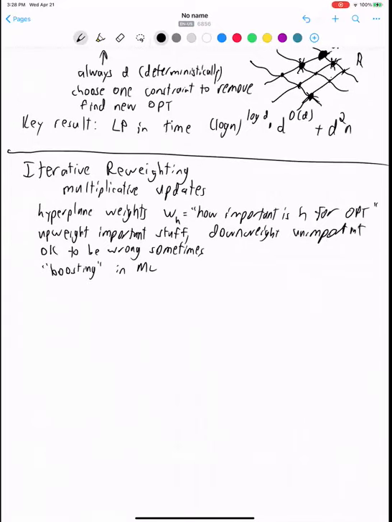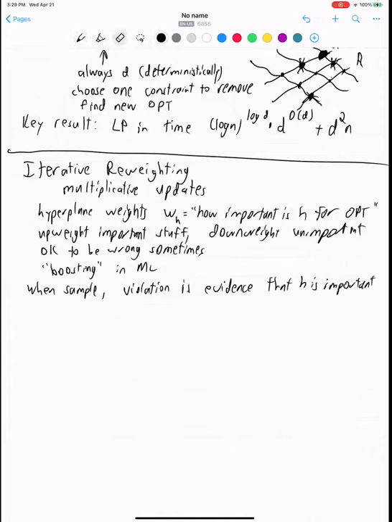And the idea is going to be that when we sample, violation is going to be evidence that H is important. For every violating hyperplane, we get some evidence that it is important, and we increase our belief that it belongs in the optimum, that it's part of the optimum. And hyperplanes that don't violate, we decrease our belief that they belong in the optimum.